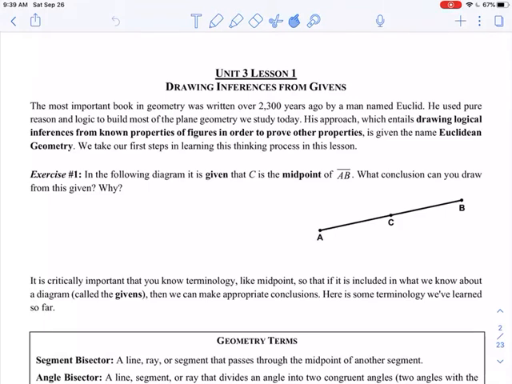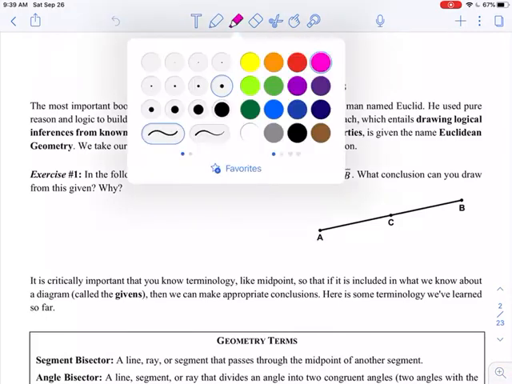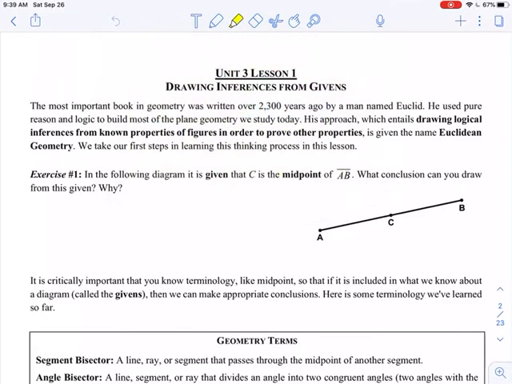So we're going to just start off with our exercise 1, which is a midpoint. In the following diagram, it is given that C is the midpoint of AB. That midpoint word right there is sort of our given. If C is the midpoint of AB, that means that it's cutting AB in half. We've talked about this already, but now we're going to start to talk about conclusions more and how we would write that in a proof.